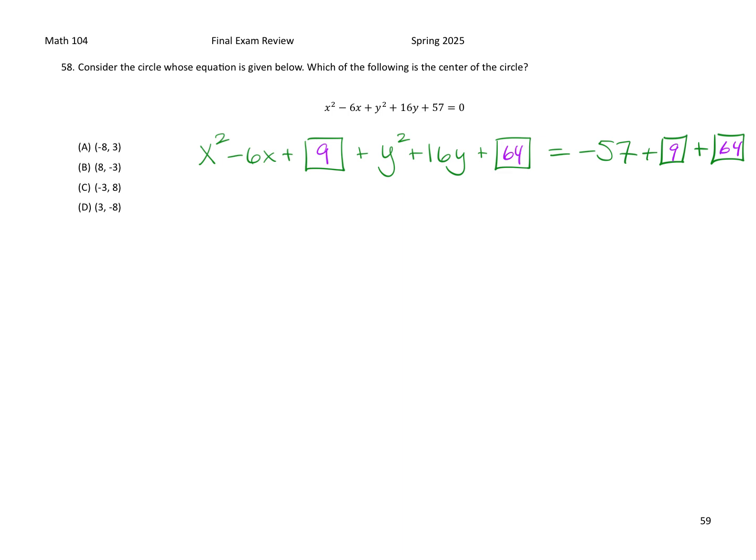Now I can factor x squared minus 6x plus 9. That factors to x minus 3 squared. And then the y's, those factor to y plus 8 squared. And negative 57 plus 9 plus 64 is 16. So my center is at 3, negative 8, which is option D.